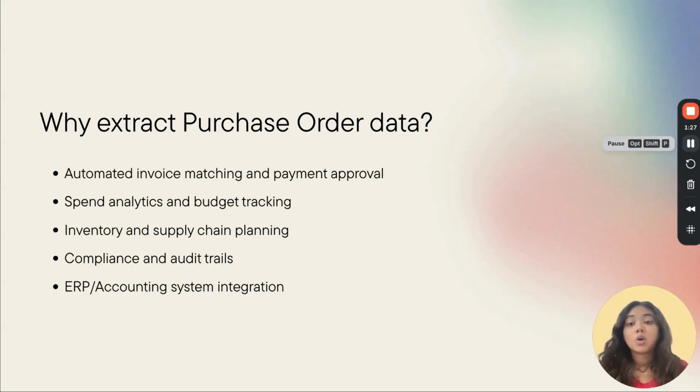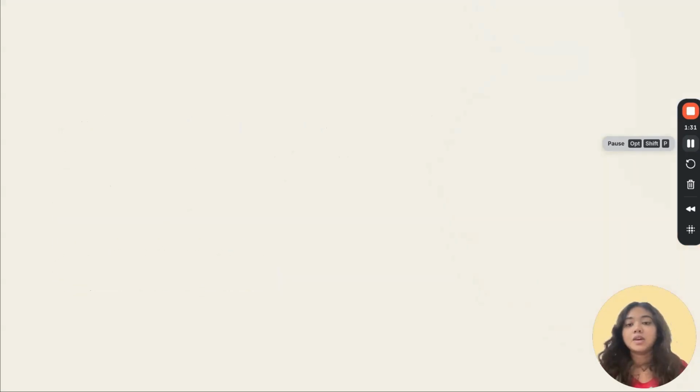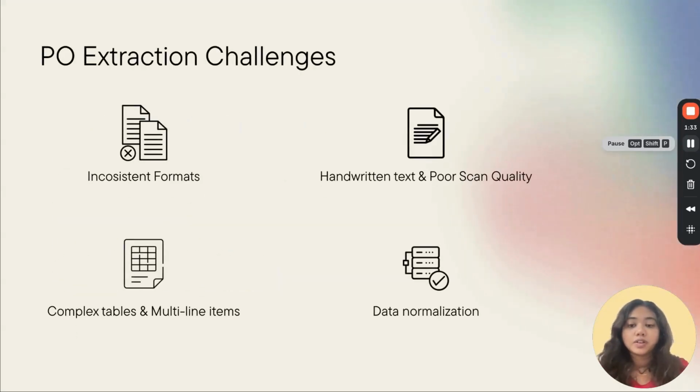Now let's see what are some commonly faced challenges when we look to extract data from purchase orders. So, firstly, we have inconsistent formats because every vendor is going to have their own template for the purchase order, making it difficult for traditional OCR to pull all variants under one hood for extraction. But we'll see how LLMs help you overcome that.